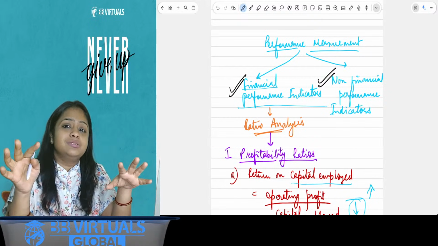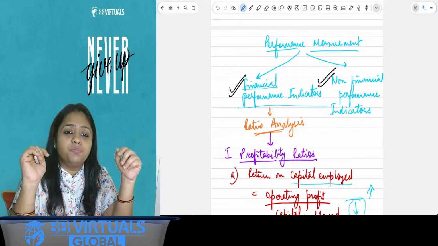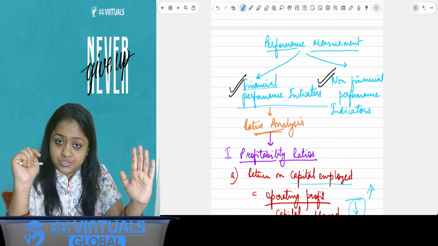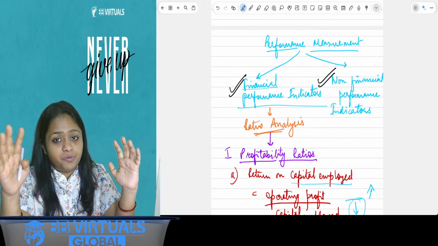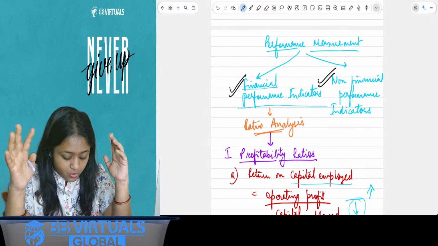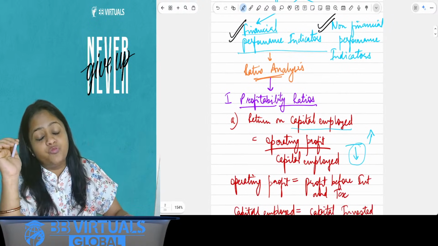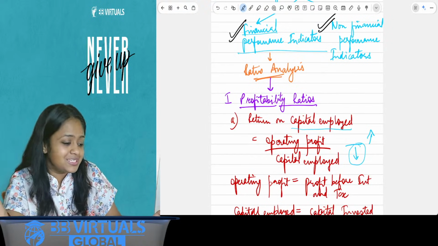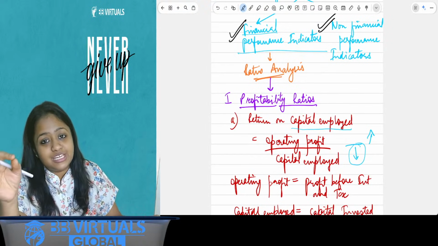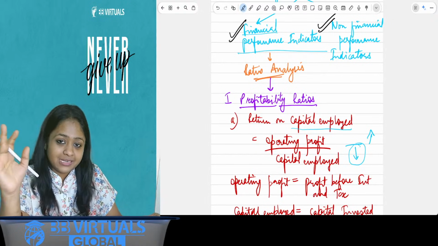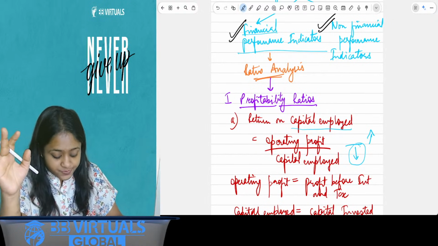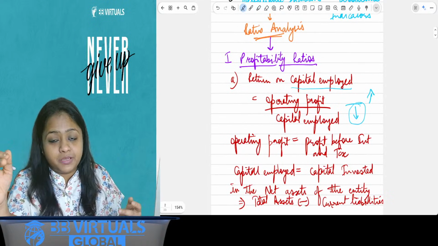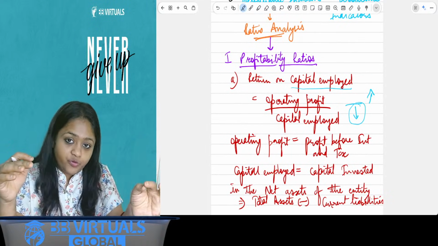Ideally, the suggestion is that we should use a comprehensive performance measure system which includes financial performance measures as well as non-financial performance measures. Clear? Okay. So now when I see the financial performance indicators, I would use ratio analysis for the same. Clear? I would use ratio analysis for the same. So now understand the different ratios that can come up. Number one category is profitability ratios.